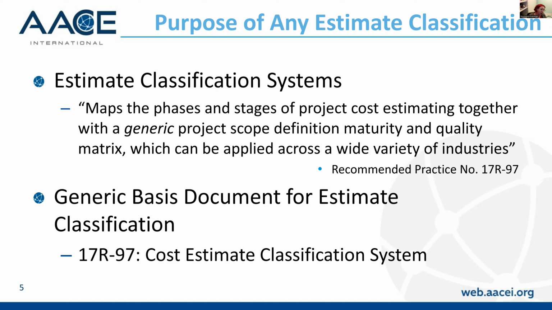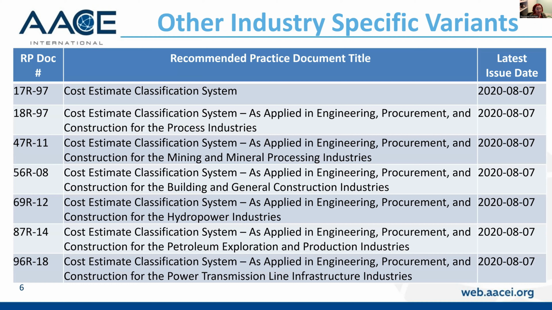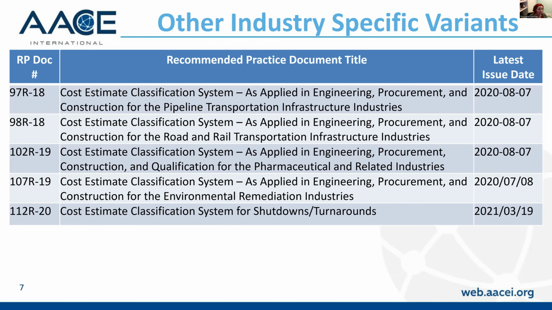However, we all know that different industries have different nuances. And so over the years, a number of industry-specific variants have been developed by AACE, some for mining and minerals, some for buildings, hydropower, transmission and distribution, and the list goes on. And the reason why people have done this is because the generic is not necessarily a one-size-fits-all really well.